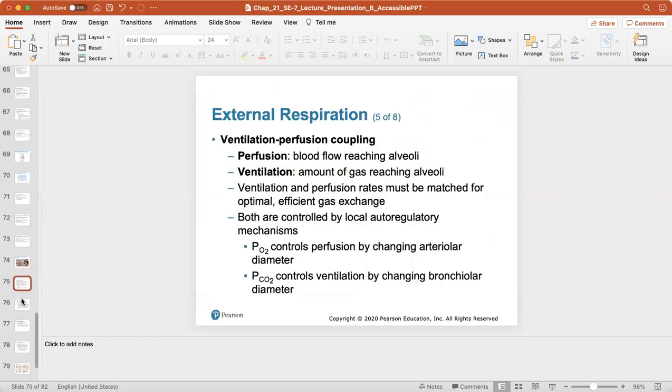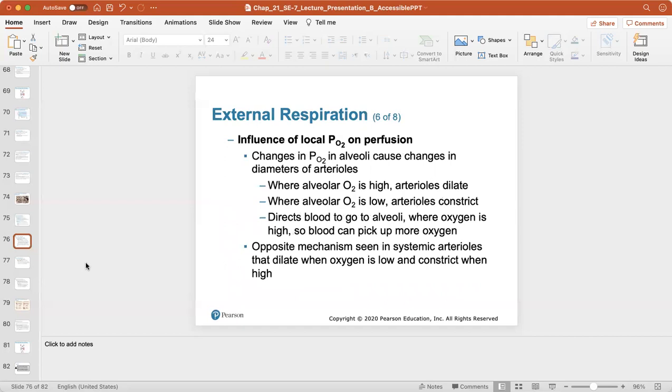Regarding external respiration, a little more about ventilation perfusion coupling. The word perfusion has to do with blood flow reaching the alveoli. Ventilation is the amount of gas reaching the alveoli, and ventilation and perfusion rates must be matched for optimal, efficient gas exchange. Both are controlled by autoregulatory mechanisms. The partial pressure of oxygen controls perfusion by changing the arteriole diameter, and the partial pressure of carbon dioxide controls ventilation by changing the bronchiole diameter.